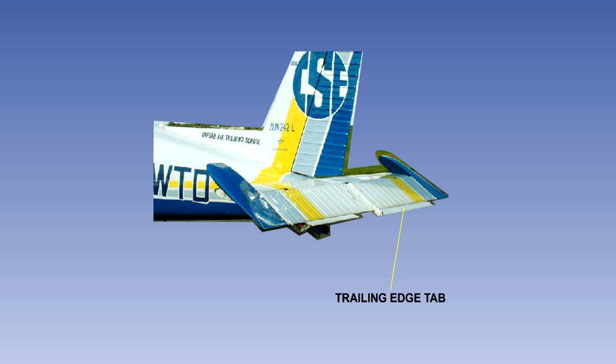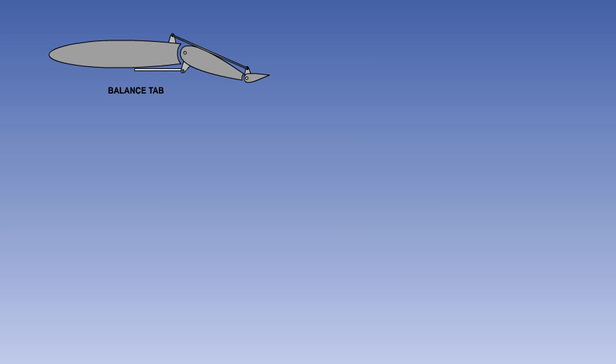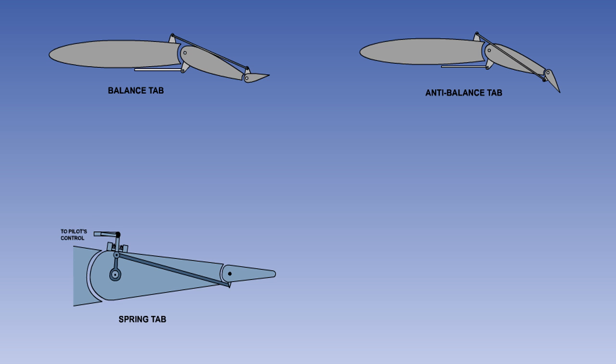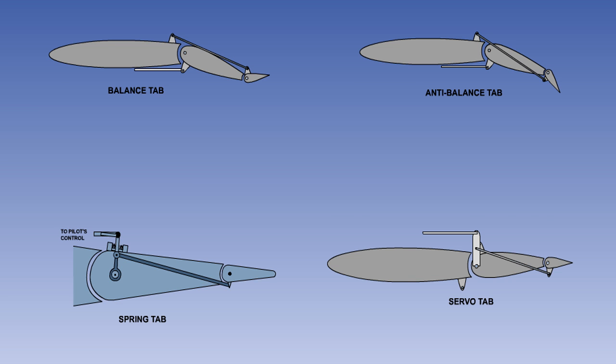All of the previous solutions provide balance by causing some of the pressures on the control surface to act forward of the hinge line. Stick force can also be changed by small aerofoil tabs positioned at the rear of the control surface, but these do alter the effectiveness of the flying control. There are four main types of trailing edge tab device. They are the balance tab, the anti-balance tab, the spring tab, and the servo tab.